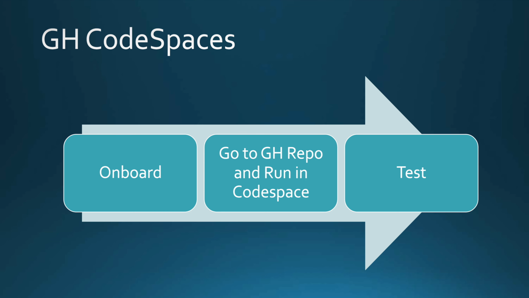In GitHub Codespaces, we simplify it even quicker. So with GitHub Codespaces, we onboard a developer, make sure they have access to GitHub. They go to the GitHub repo and click Run in a codespace, and they're done. It launches, and it's set up, and they can start to test their code right away. It's about as simple as we possibly can get.